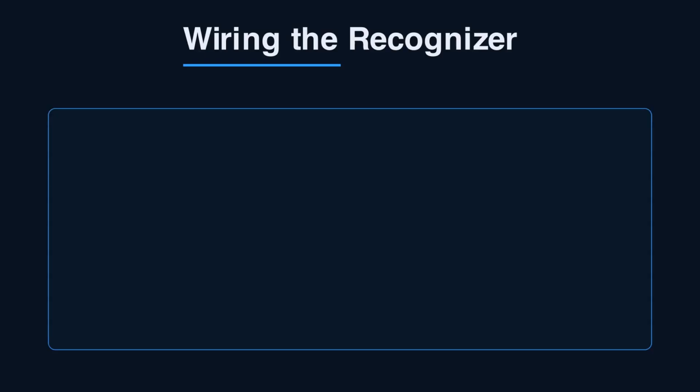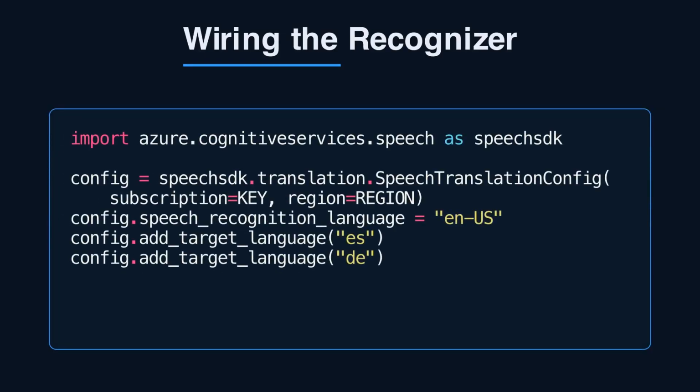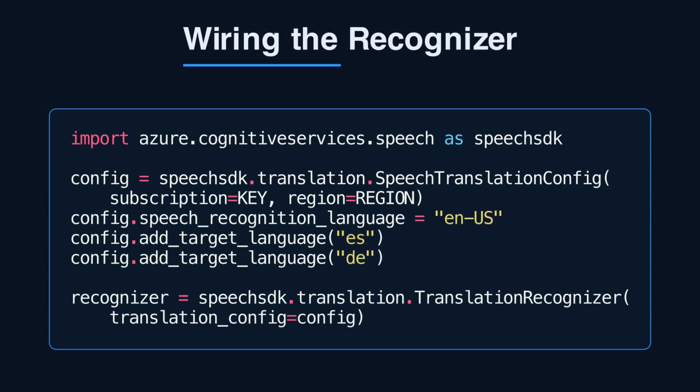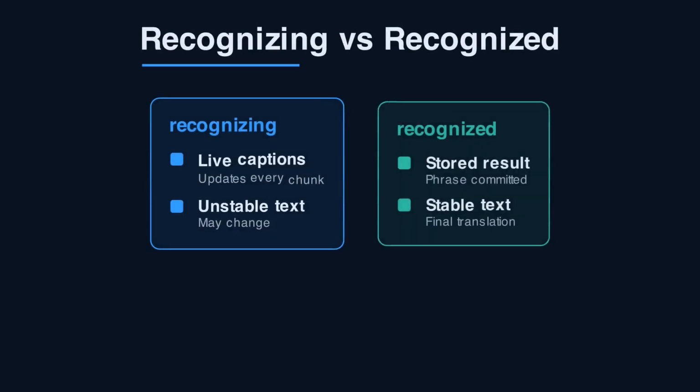Here is the minimum that matters. You build a speech translation config with your key and region. Set the source language and add 1 or more target languages. Then construct the translation recognizer. Notice you can add several targets at once. Azure translates into all of them from a single audio stream. No extra calls.